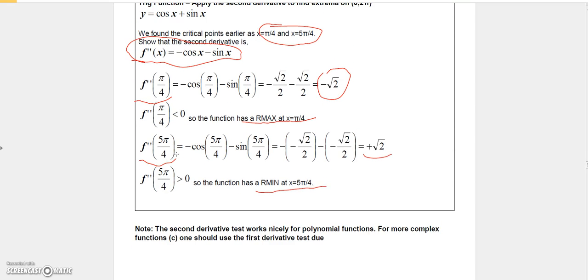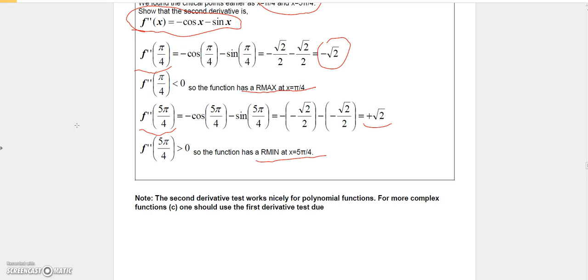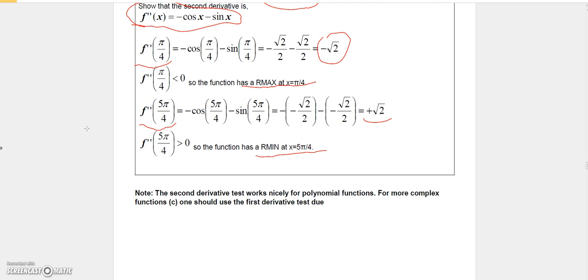And that's pretty much it on the second derivative test. On the next videos, I'm going to show you how to use everything we've learned in this section on application of derivatives in order to sketch graphs. So I'll see you there.